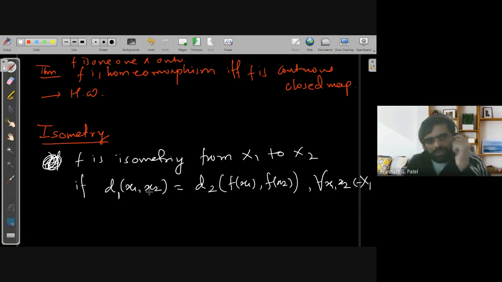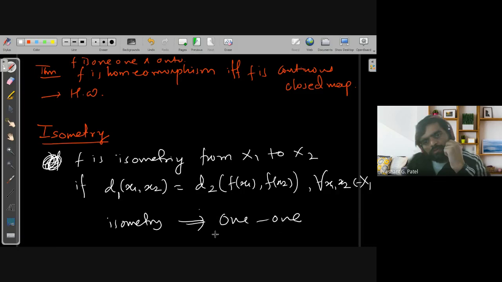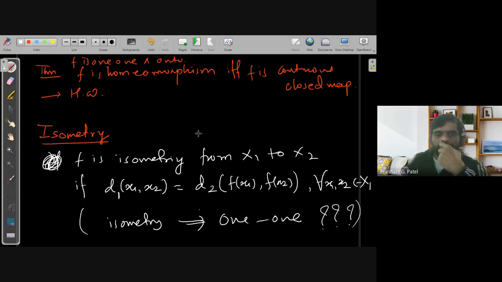Now the question is: does isometry imply one-one? That means if f is an isometry, can we say it is a one-one map? This is the question. What is your thinking regarding this? One-one map means we know that x is equal to y implies f of x is equal to f of y. Then we can say that f is one-one.